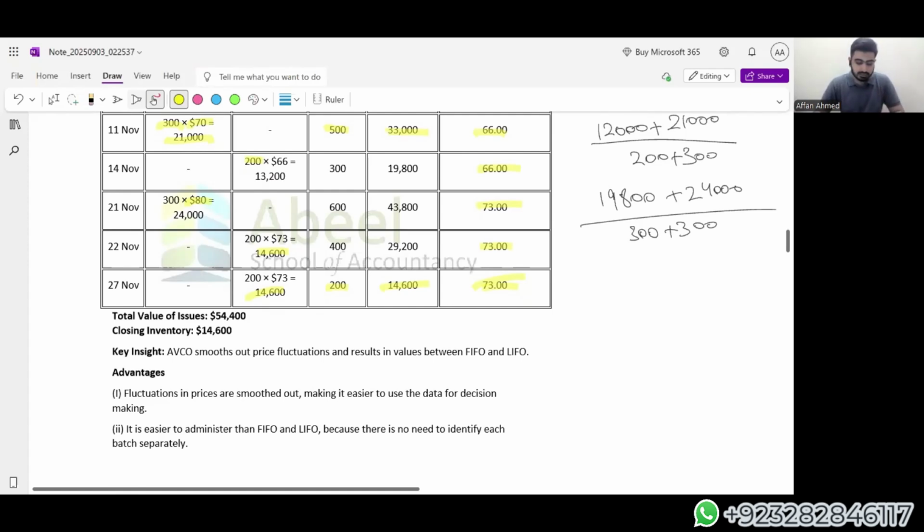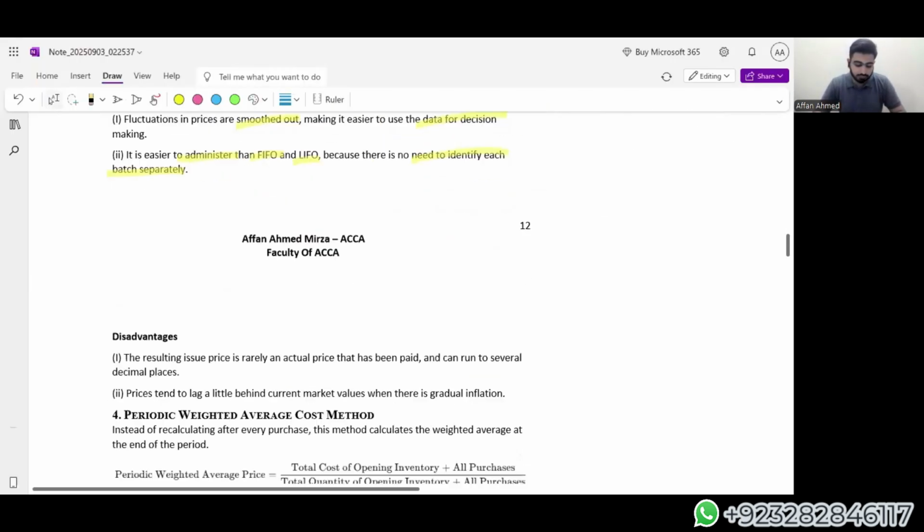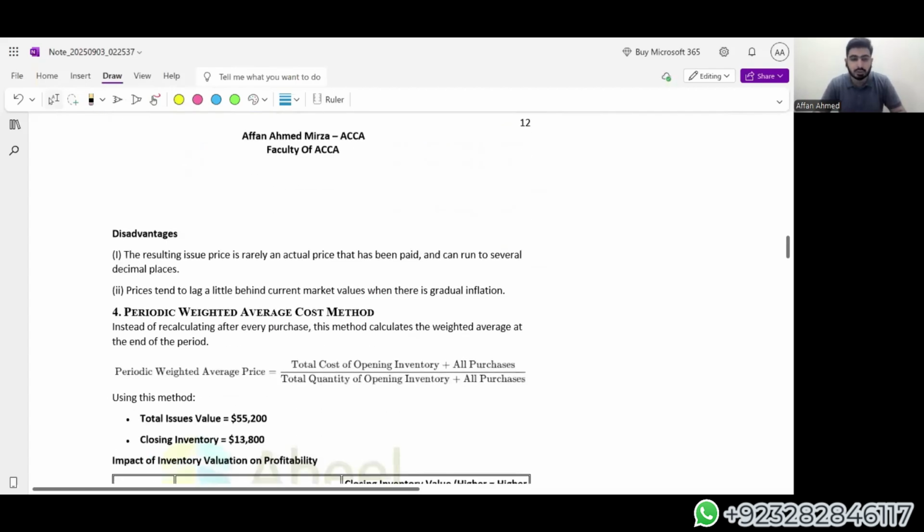Now, the key insight here is that AVCO smooths out price fluctuations and results in values between FIFO and LIFO. So the problems that were faced in FIFO and LIFO are eliminated here. The advantages are fluctuations in price are smoothed out, making it easier to understand data, and easier to administer than FIFO and LIFO. FIFO and LIFO need a lot of practice, a lot of knowledge. Here we can easily identify it, calculate it, review it, and see what is happening in the organization, because there is no need for identification in each separate batch. So no separate identification makes it easier for us to calculate the cost and apply it.